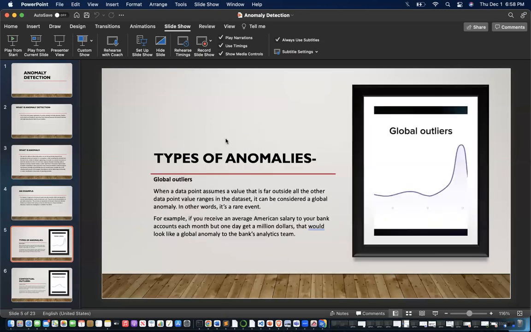Types of anomalies: we have three types of anomalies. The first one is global outliers. When a data point assumes a value that is far outside of the other data point value ranges in the data set, it can be considered a global anomaly. In other words, if you receive an average American salary to your bank account each month, but one day you get $1 billion, that would look like a global anomaly.